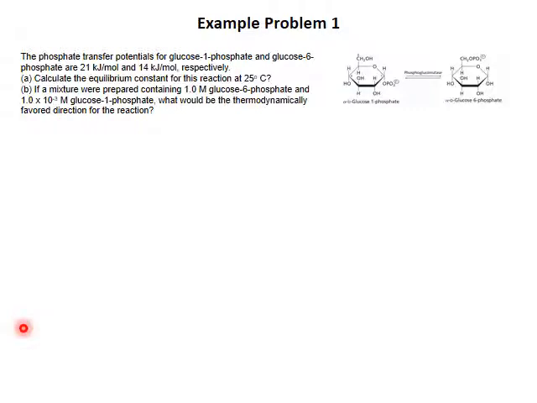So the best way to get a handle on understanding free energy calculations for biochemical reactions is to actually do problems. So I have a couple of example problems attached at the end of this particular topic. This is example problem 1, where we have the conversion of glucose 1-phosphate to glucose 6-phosphate. What's provided here are the free energy phosphate transfer potentials for each of these molecules. You're asked to A, calculate the equilibrium constant for this reaction at 25 degrees Celsius, and then consider if a mixture were prepared with different concentrations, what would be the thermodynamically favored direction for the reaction.